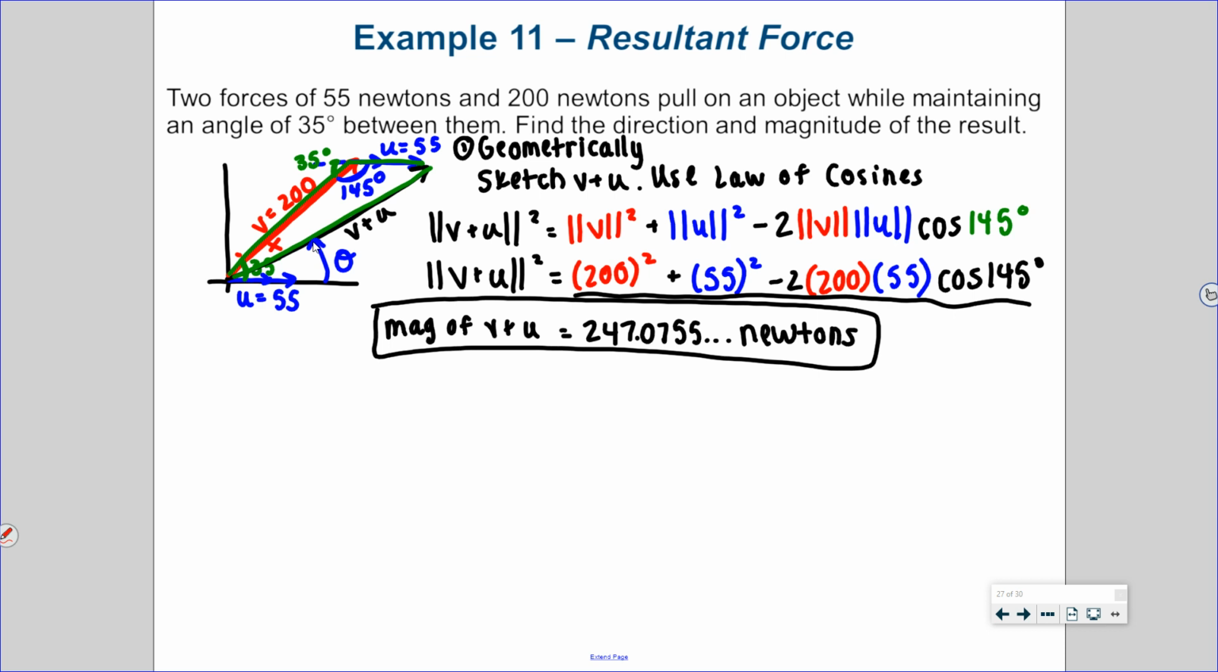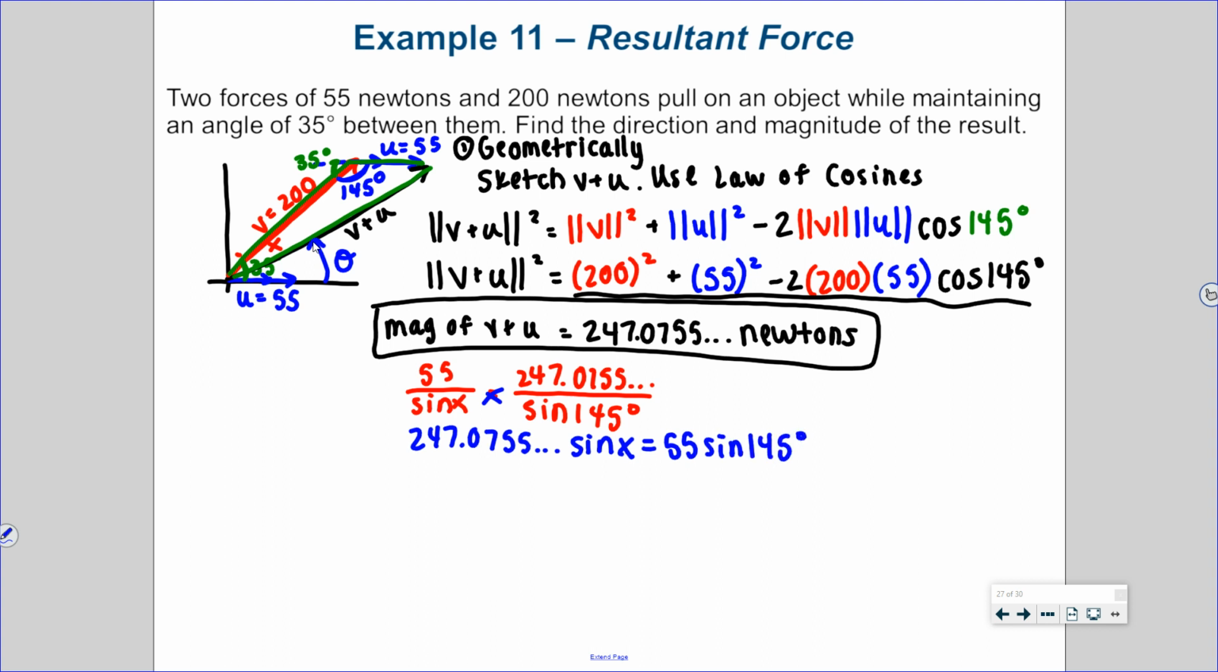Okay, so to find this one, here's how I set it up. I did my 55 over the sine of that little angle. I just call it x, law of sines. And then I could do this 247, what we got for u plus v, divided by the sine of what? 145. 145, good. Okay, we cross multiply. You guys all know how to do law of sines. You guys killed it on the quiz.